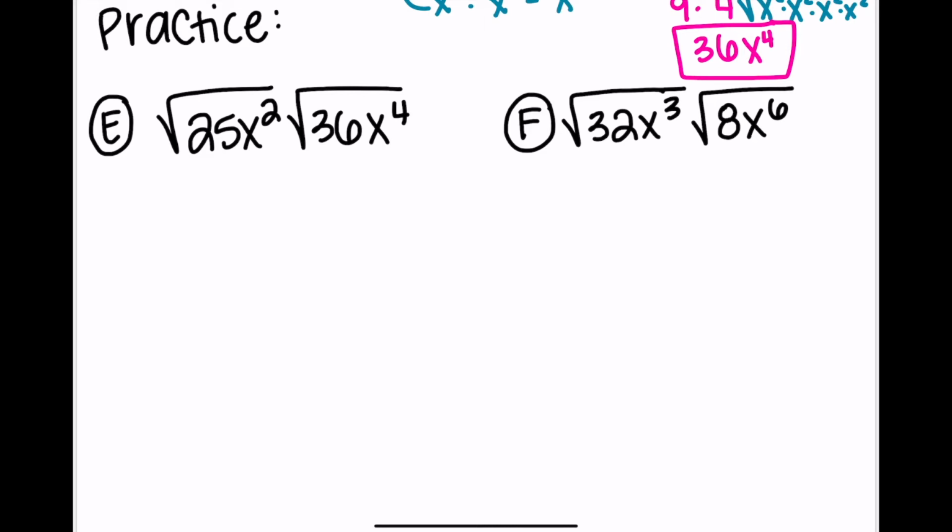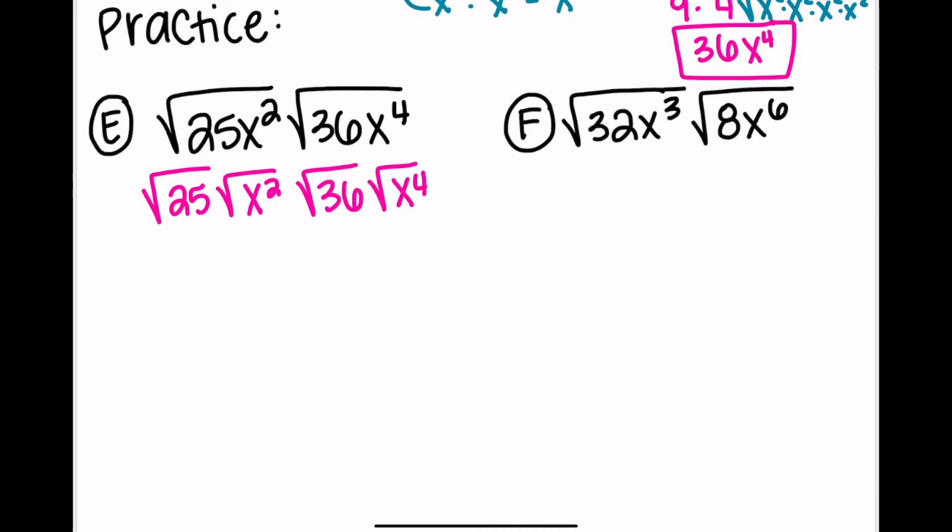All right, so again, I'm going to break apart the 25, the x squared, the 36, and the x to the fourth. Because we already know the square root of 25 is 5, the square root of 36 is 6, the square root of x squared is x, and the square root of x to the fourth is x squared, right? Because we can pull out an x squared, or we can pull out an x 2 times. So that's where the squared comes from.